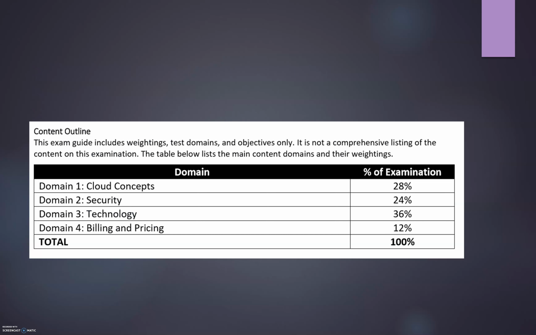Out of those 4 domain areas, it's broken up into percentages. The highest percentage is technology, which is domain 3. Altogether, they equal out to 100. I'm going to go into more detail on each domain in the next couple minutes.